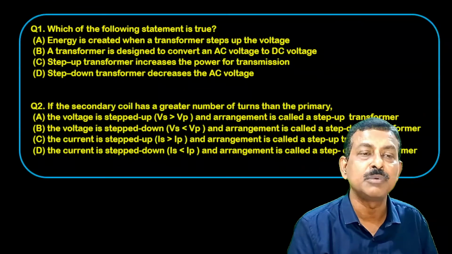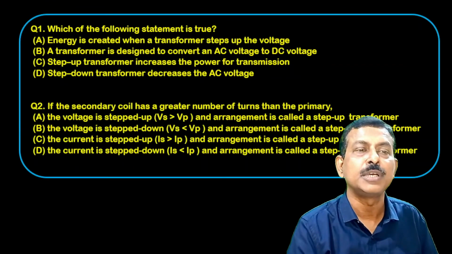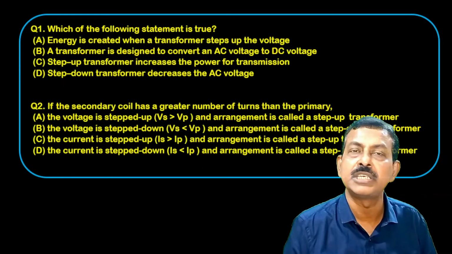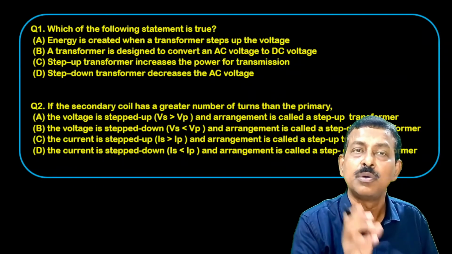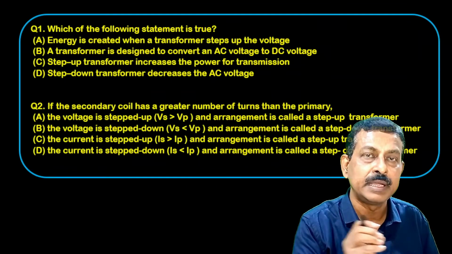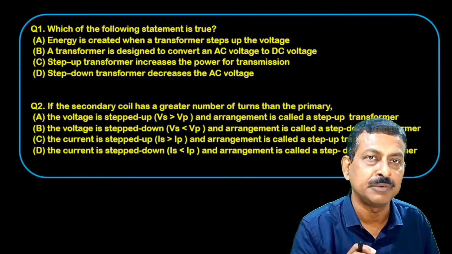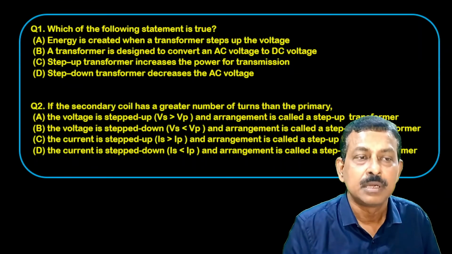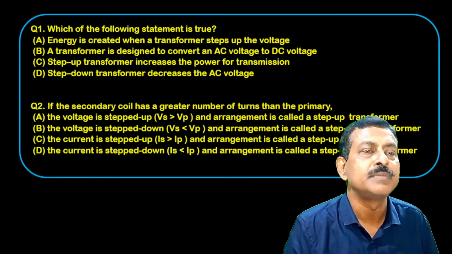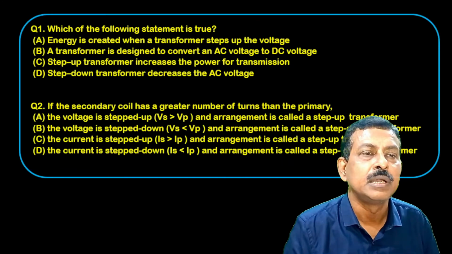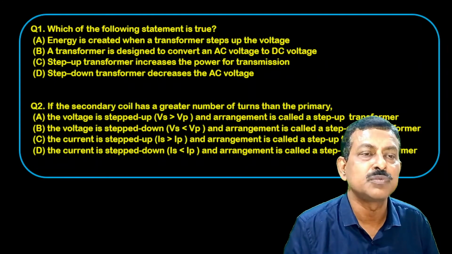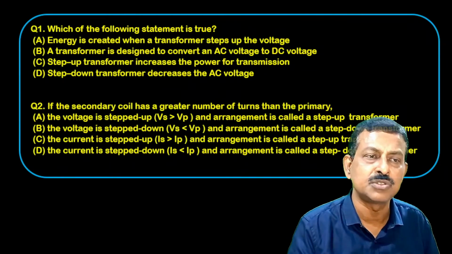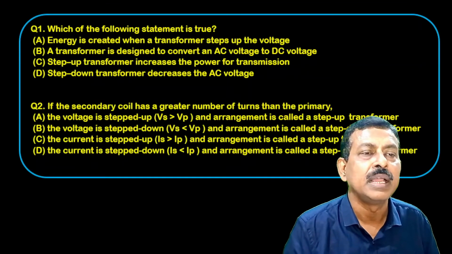Now let's see what type of questions are given. The first question is, which of the following statements is true? Remember, the passage was about the use of transformers in long distance transmission of power. Here the first option is, energy is created when a transformer steps up the voltage. Second option is, a transformer is designed to convert an AC voltage to DC voltage. This is wrong. The first one was also wrong.